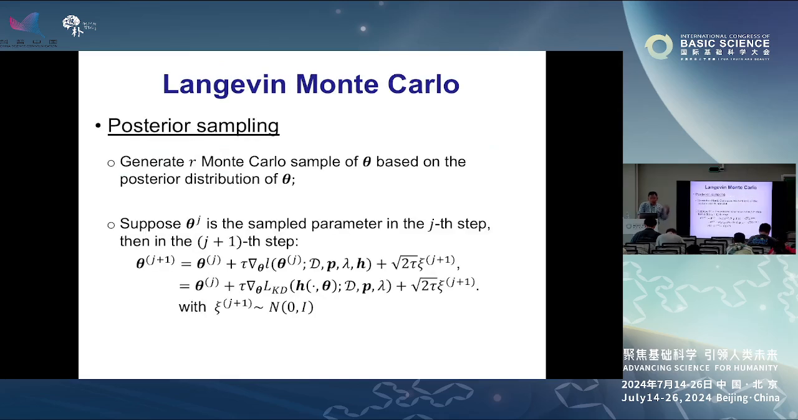Because the parameter theta in the neural network is high dimensional, in order to do this posterior sampling, we use Langevin Monte Carlo. Essentially, the idea is like gradient descent, but you need to add some Gaussian noise so that it can avoid some local optima. This is a similar idea to the generative models that have been used in many generative AI.